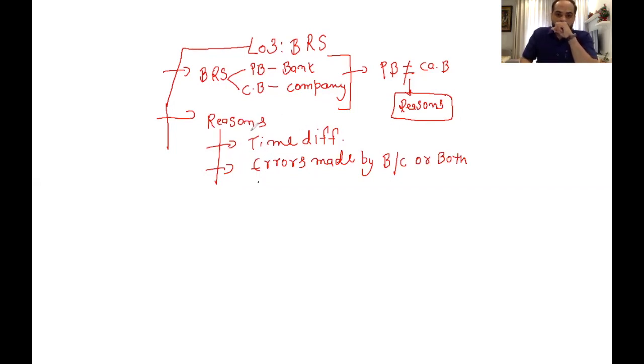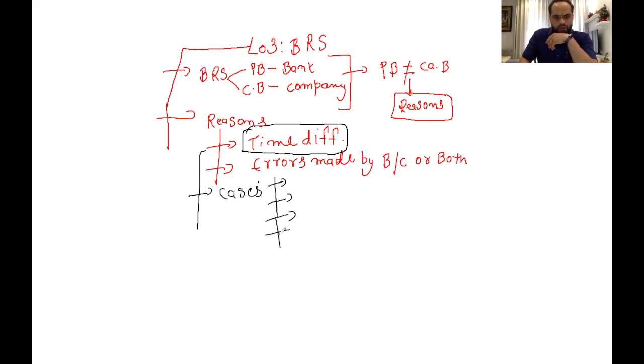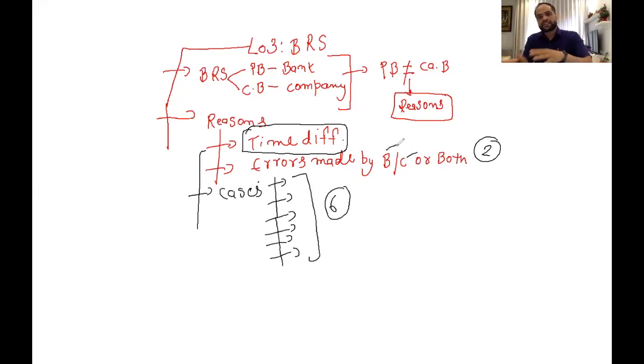We also learned about the examples of time difference, and discussed the cases related to time difference. I remember we discussed six, right? So we studied six differences that create an imbalance between the balance of passbook and the cash book. And of course, we have two cases here. One is by the company: if the company makes any errors, then the balance will not be equal. Or if the bank makes any mistakes, the balance will not be equal. Either company or bank making any mistakes.